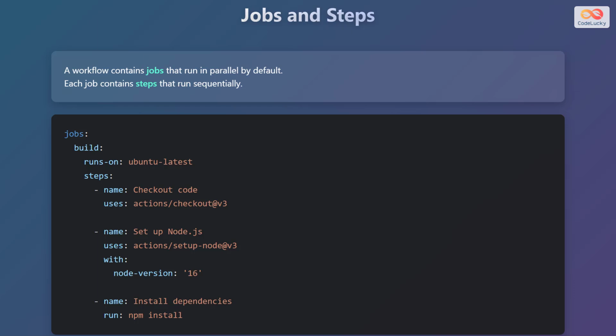In GitHub Actions, a workflow contains jobs that run in parallel by default. Each job contains steps that run sequentially. Let's look at an example. Here is a jobs block.